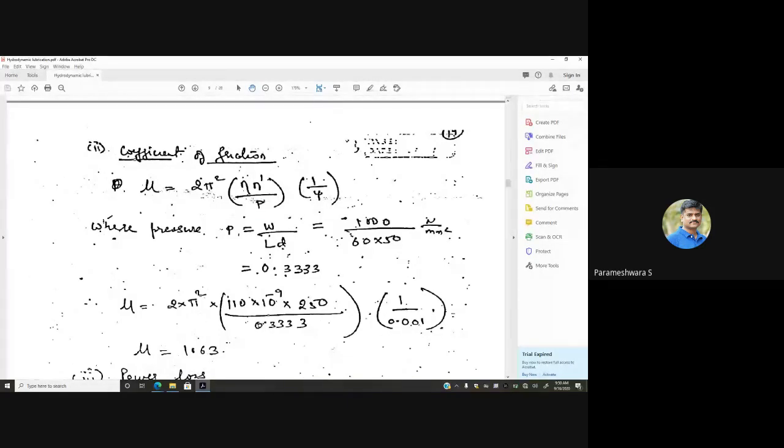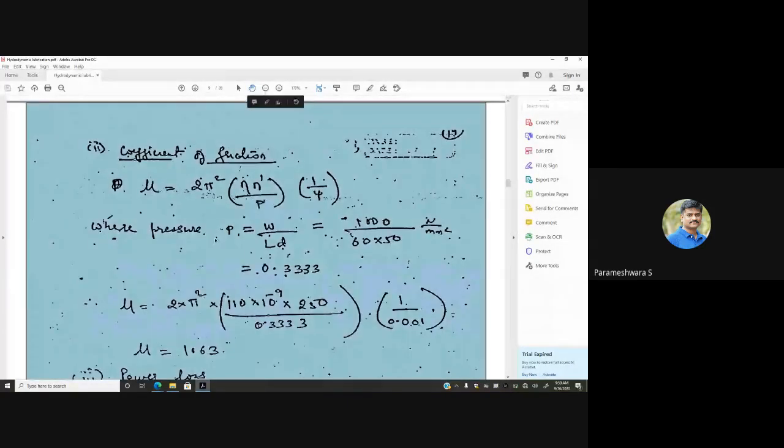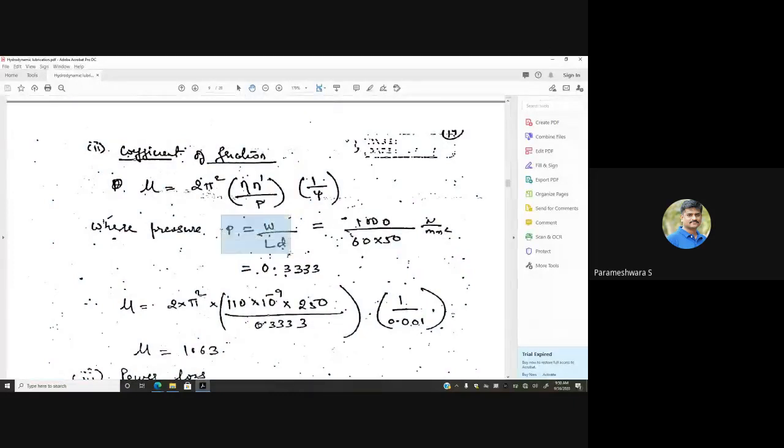We have a formula for finding the pressure, P is equal to W over L D. This we have used in the derivation also. L D is the area when a cylinder is expanded, no? It takes the shape of a rectangle. So when the journal shaft is developed, it takes the shape of a rectangle, that is L into D, length into diameter, that becomes the width. So 1000 over 60 into 50. So the pressure is 0.333 megapascal, Newton per mm square.